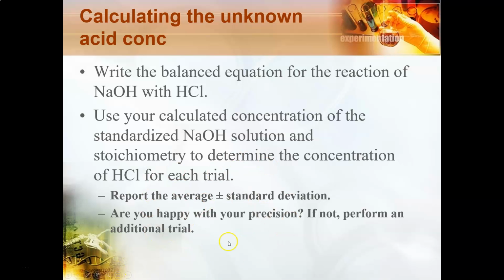So you want to have 3 good titrations, so we can calculate the average and the standard deviation. If you're happy with your precision, you can stop right there. But if your standard deviation is a little high, maybe you want to perform an additional trial, because now you have a lot of practice and you're very good at this. So an additional trial will probably be a high quality one.